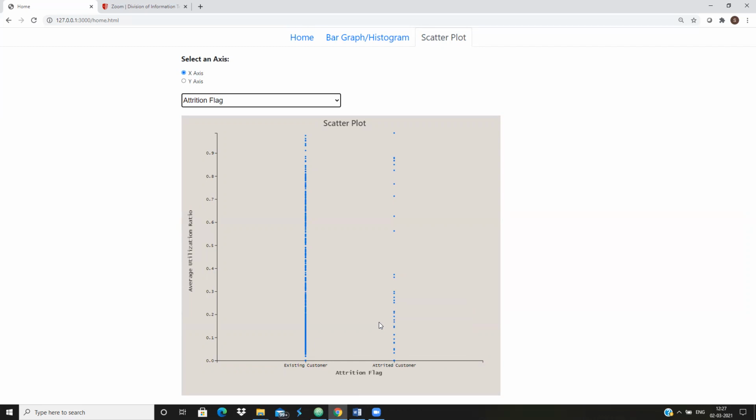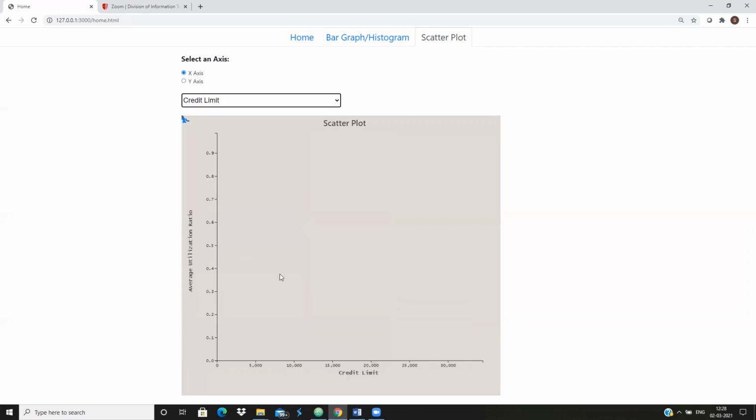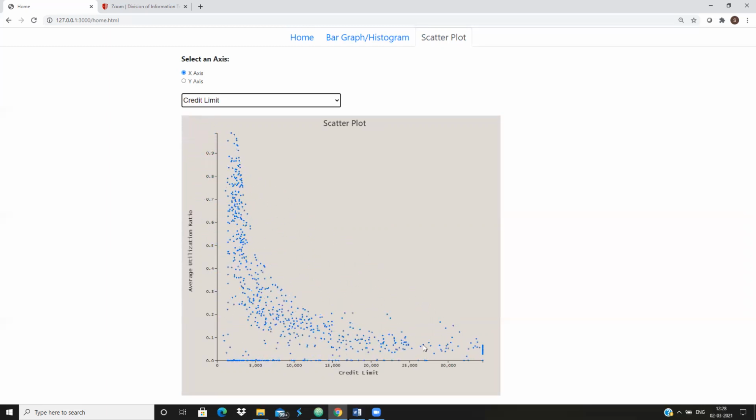Now let's try average utilization ratio versus the credit limit, right? On the x-axis, we will change it to credit limit. This is a plot of two numerical variables, and it's kind of a parabola. As you can see, this is a distribution of average utilization ratio versus the credit limit.